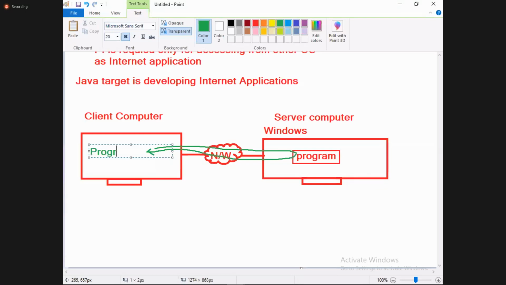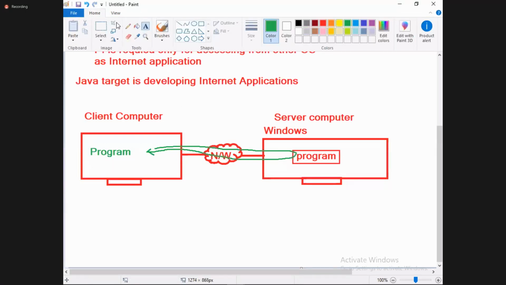Now the program that was available on the server started traveling via the network, was downloaded, and came into my system. Now the question: after the program came here, is it executed, not executed, or dependent on the OS?